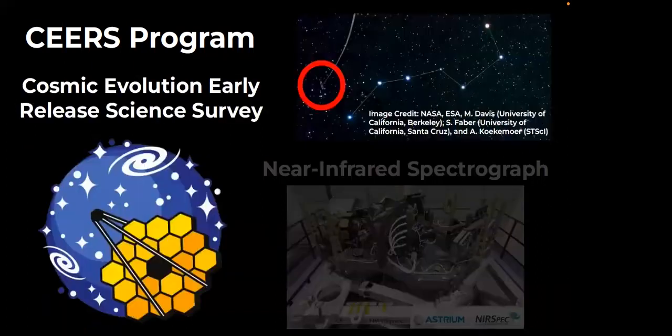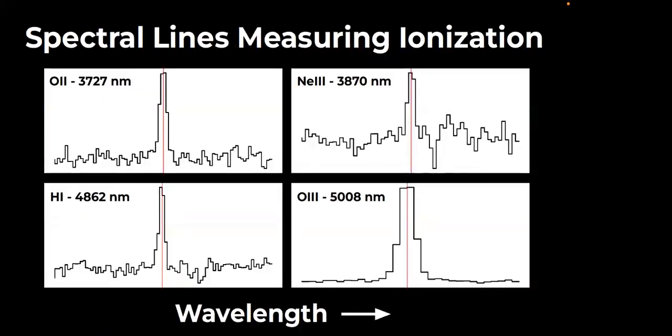And the program that my data was collected by, it was called the CEERS program. It looks at an area of the sky called the extended Groth strip, which contains around 40,000 galaxies. And it's actually located near the Big Dipper asterism. So if you're ever looking at the night sky, you can take a peek at this survey.